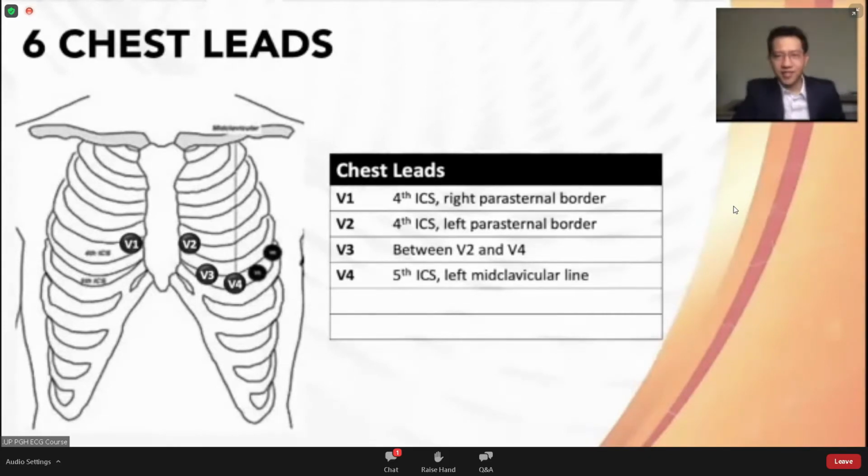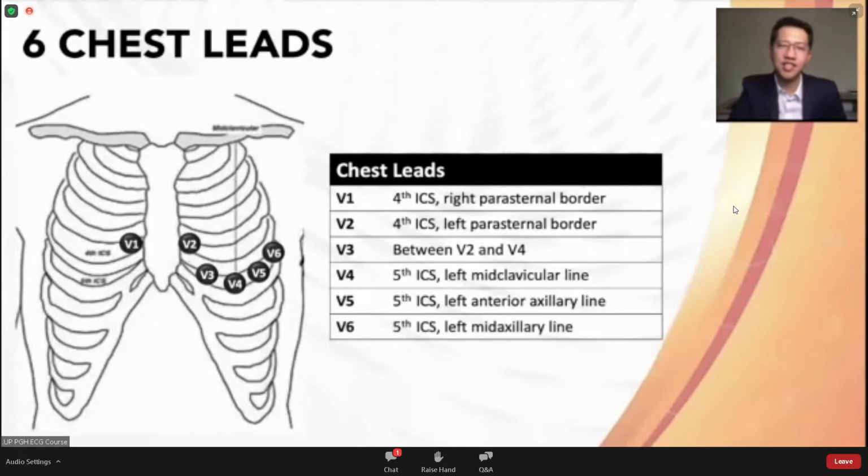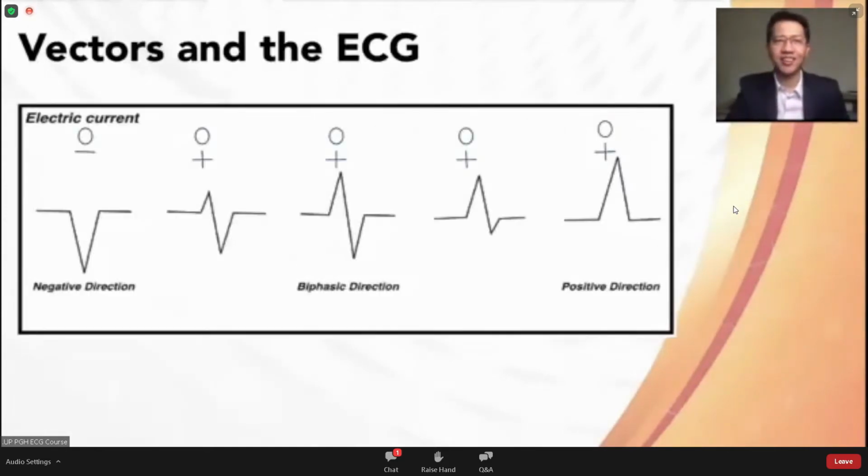V4 at the 5th ICS left midclavicular line. V5 at the 5th ICS left anterior axillary line. And finally, V6 at the 5th ICS left mid-axillary line.